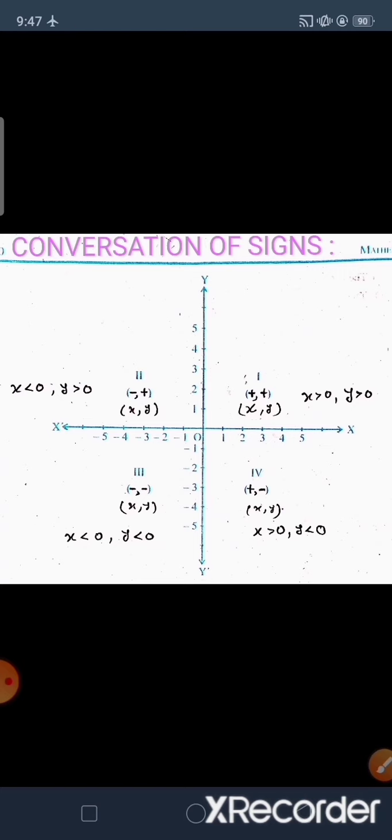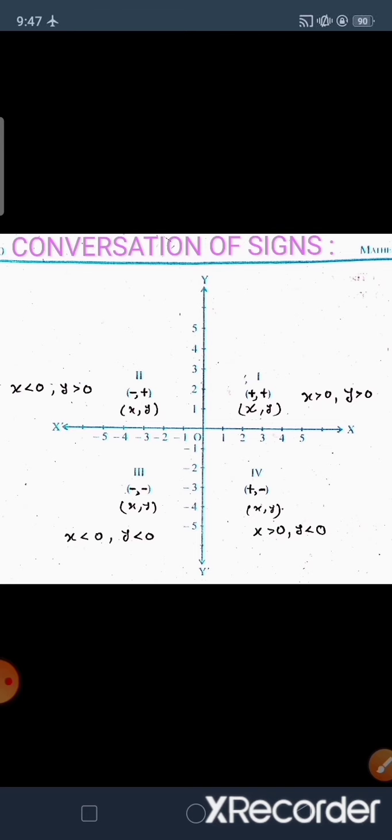Conversion of sign. We use conversion of sign to write the coordinates of a point in a plane. Why do we use conversion of sign? For that, first we need to know about the sign of the points, so first we know about the direction of the coordinates. For their direction, all the quadrants have different signs by their value. It's shown in a figure.